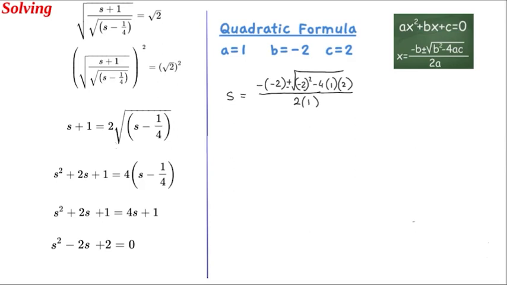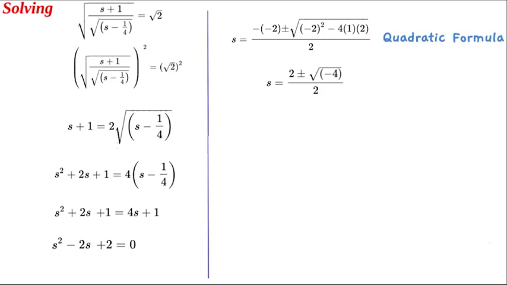And we will get a result of s is equal to positive 2 plus or minus the square root of 4 minus 8, which is minus 4, or negative 4, all over 2. Write the square root of negative 4 as equal to the square root of 4 by the square root of negative 1. And let's recall that the square root of negative 1 is i, as it's a complex value.